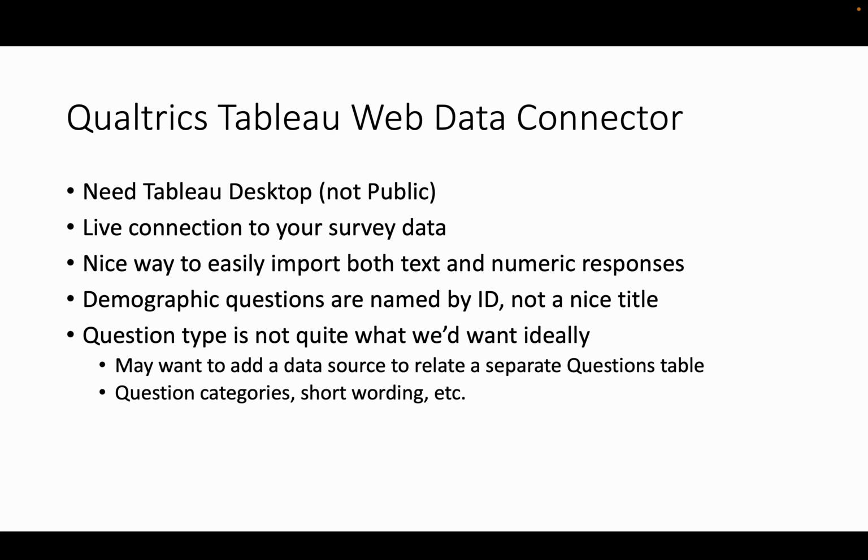There are a couple things that I don't like quite as well. One is that the demographic questions don't come in with a nice name. You'll just see them by their ID, so you'll need to know the IDs and maybe change them to a nicer title. And then the Web Data Connector has something that's called the question type, and it's not exactly what we would want for what we were talking about before with, is it a Likert scale question, or what part of the survey is it in? So if you're using this, you may want to think about adding a separate data source that will be your questions table that you can relate to the Qualtrics data. That can give you the things we had before, like question categories, a short wording, any other information you want to add about the questions themselves.